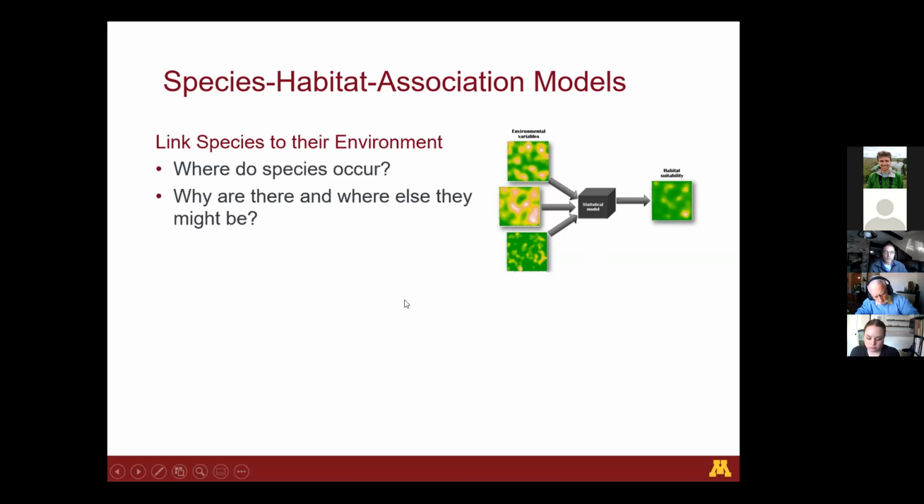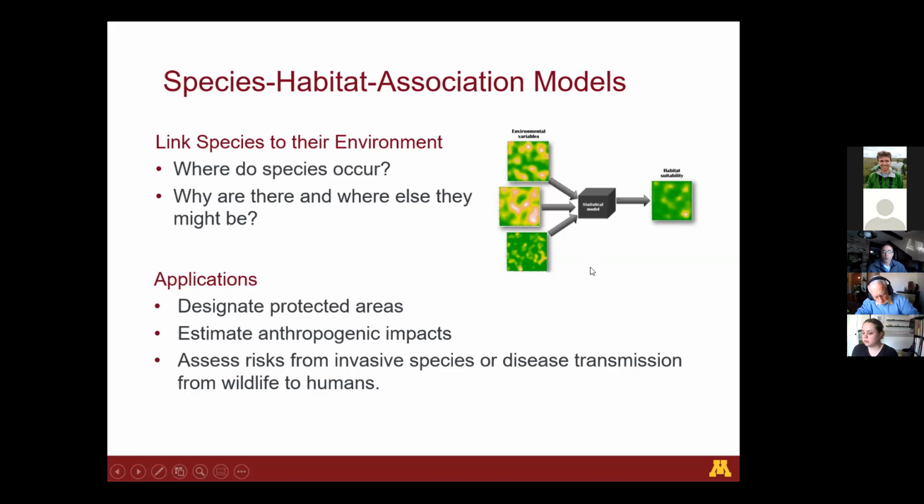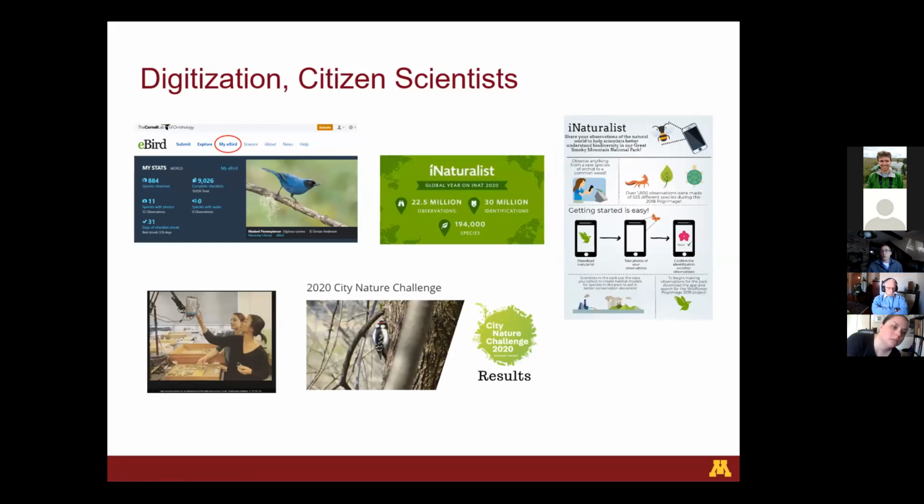There's a number of ways these models are used. You might use maps like this to help designate protected areas, or estimate anthropogenic impacts or effects of things like climate change, assess risks from invasive species, or likelihood of disease transmission from wildlife to humans. So lots of different applications. And there's several things that have really fueled interest in these sorts of models. One has been just the availability of a lot more data these days.